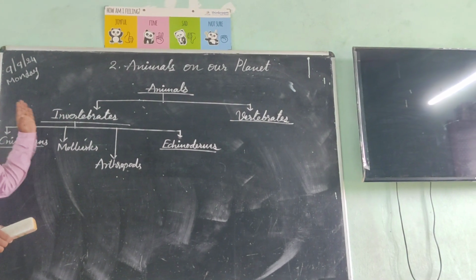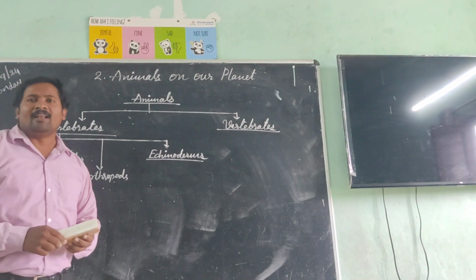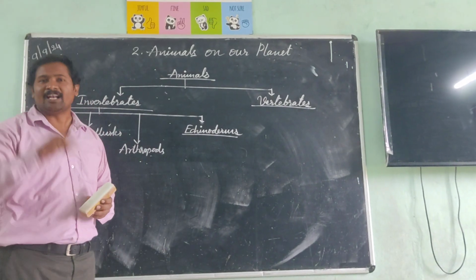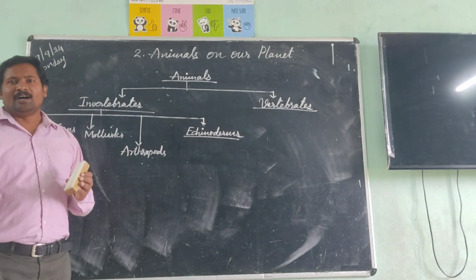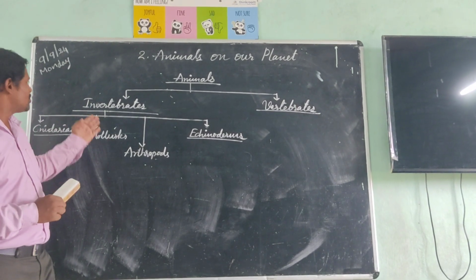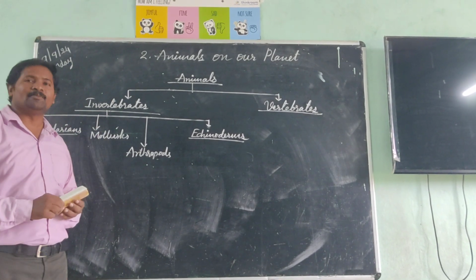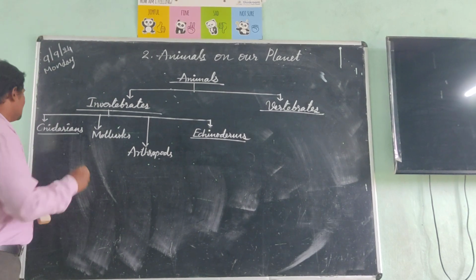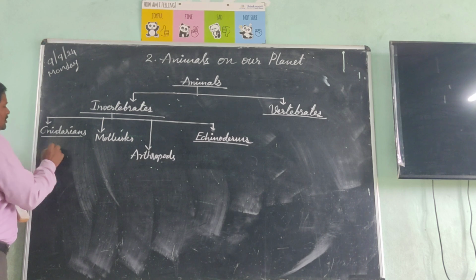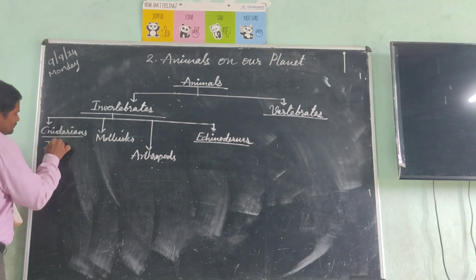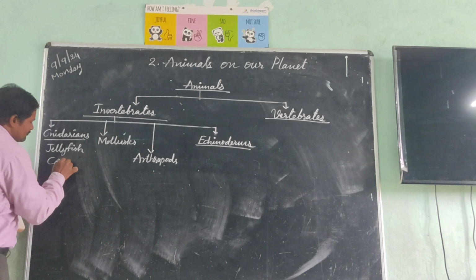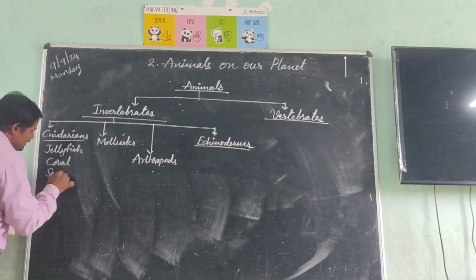Actually, most of the invertebrates are less known to us because they are living in the ocean. They are living in the water, so we are not aware of these animals. Most of the animals which come under these invertebrates are living in the ocean. So here, cnidarians, examples: jellyfish, coral and sea anemone.